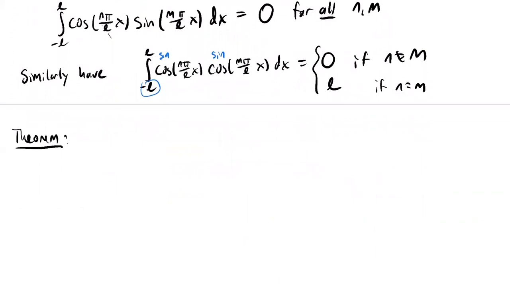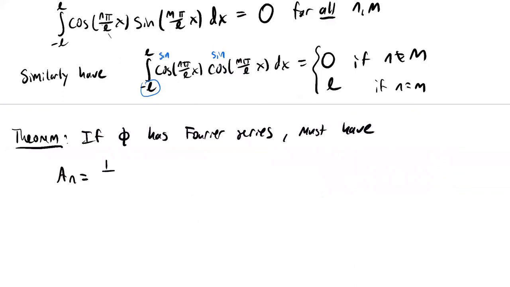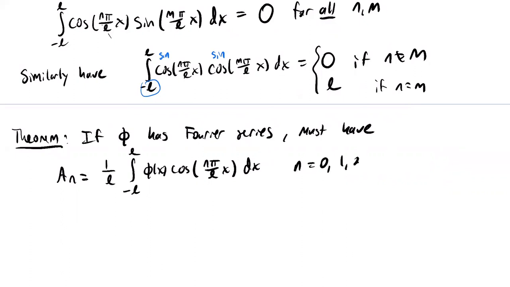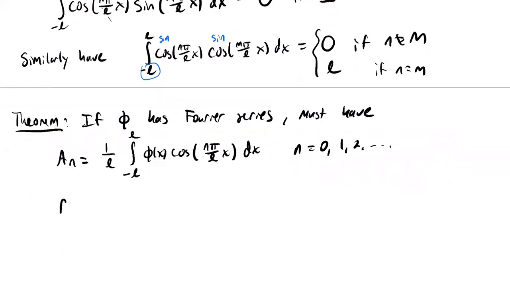So the formula is the following. If phi has a Fourier series in the sense above, you must have a_n equal to 1 over L times the integral from minus L to L of phi of x times cosine of n pi over L x dx, where n equals 0, 1, 2, etc. And b_n has to equal 1 over L times the integral from minus L to L of phi of x times sine of n pi over L x dx.